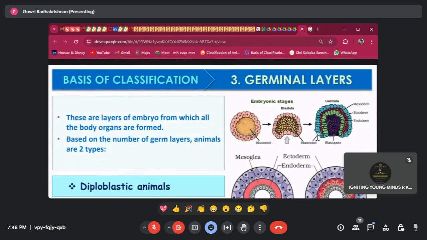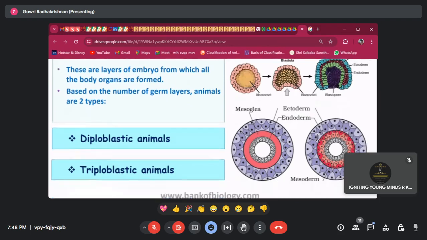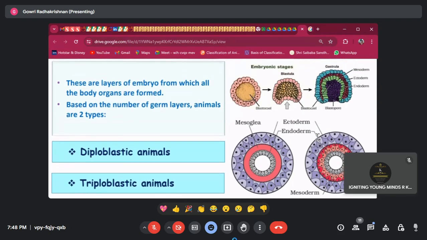Now, germinal layers. These are the layers of the embryo from which all body organs are formed. Based on the number of germ layers, animals are of two types, diploblastic and triploblastic. Diploblastic animals do not have mesoderm, the middle layer, and triploblastic animals have ectoderm, mesoderm, and endoderm.